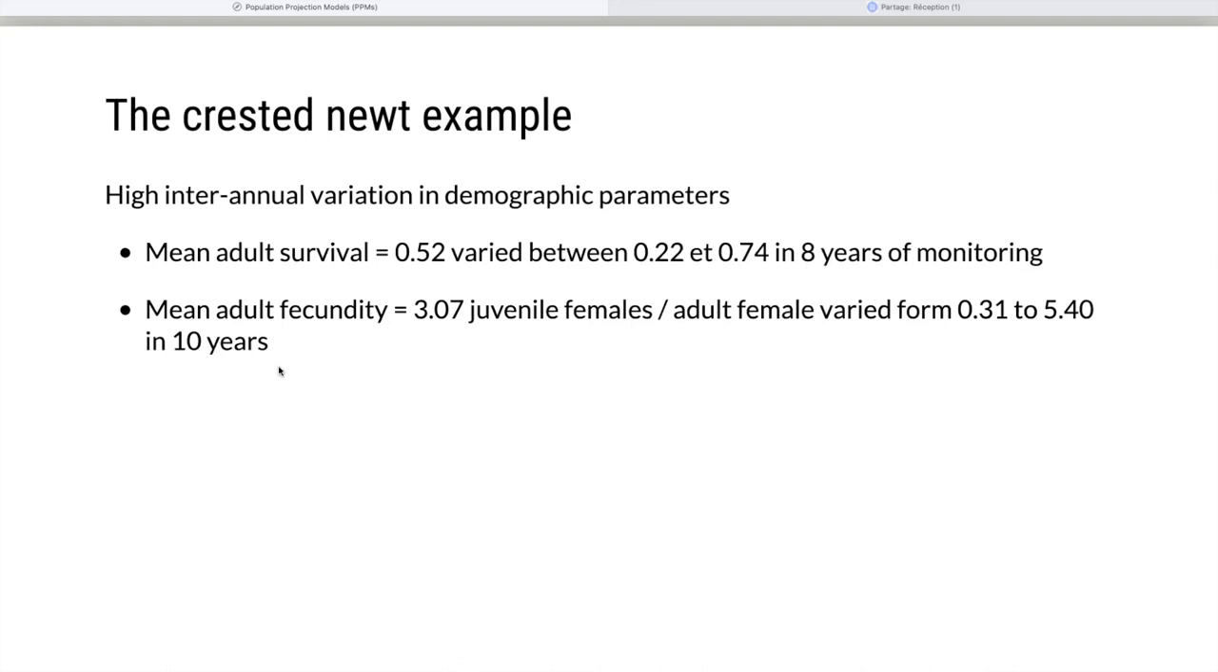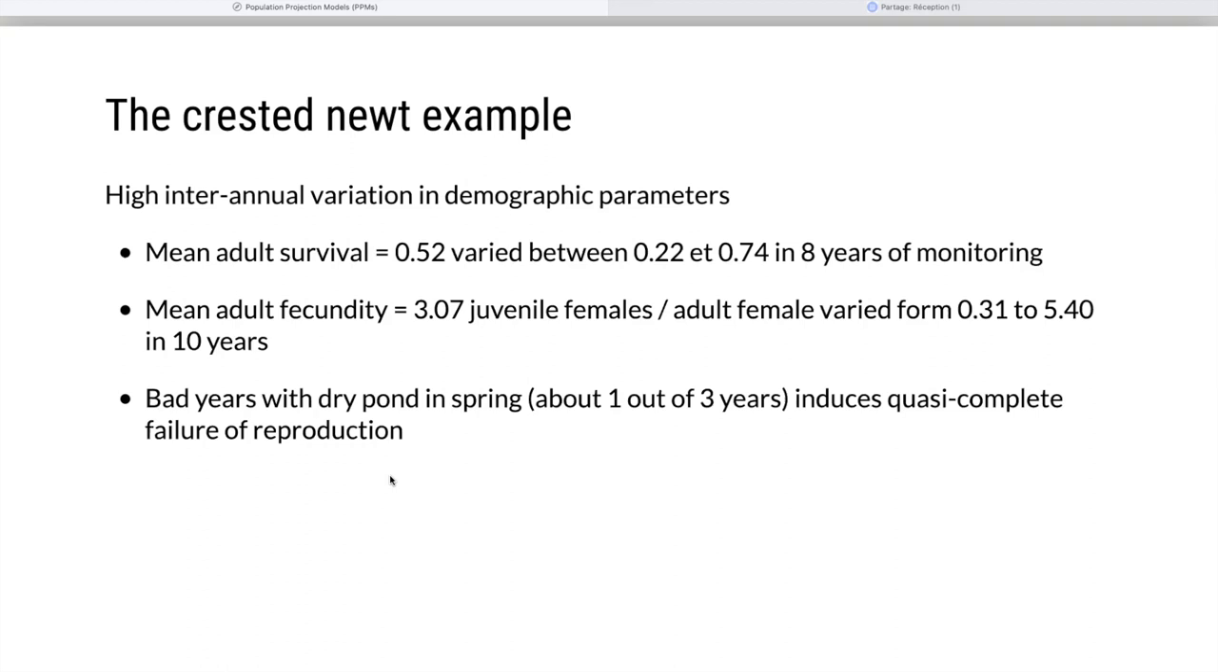To account for it, there are also very marked, drastic changes between years with drought. If the ponds are completely dry in some spring, which happened about one every 3 years at the time of the study, then it induces quasi-complete failure of reproduction. It means that in very dry years, fecundity will be zero instead of being three females per female. So we can also try to model good and bad years, using one out of three as the frequency of very dry years, and see how it changes our projection of the population.